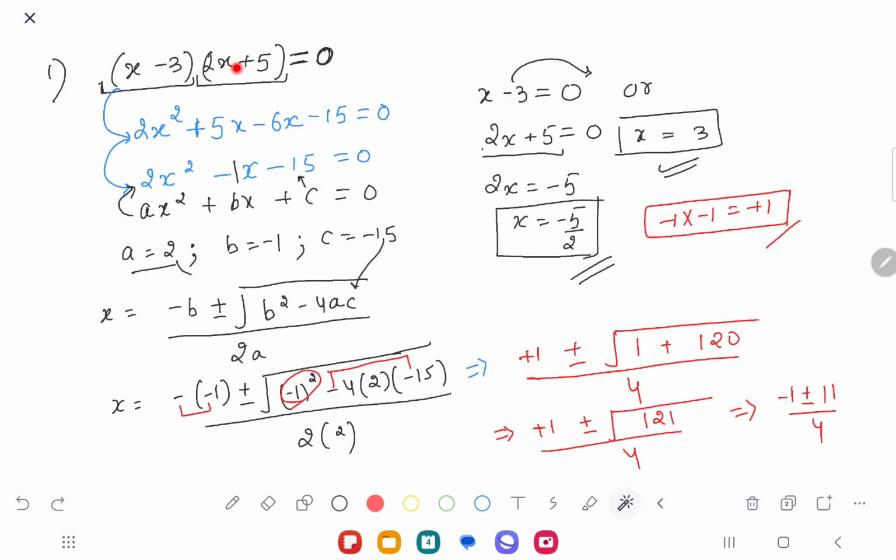I hope you're understanding. Yes or no? So this would be my shortcut formula. This could be my shortcut method. And another possible method would be this one. Are you understanding my point?